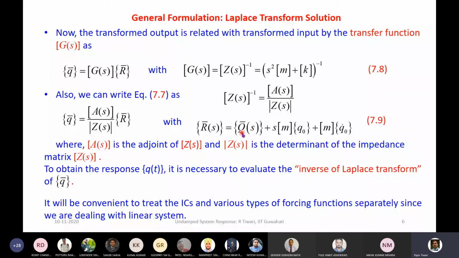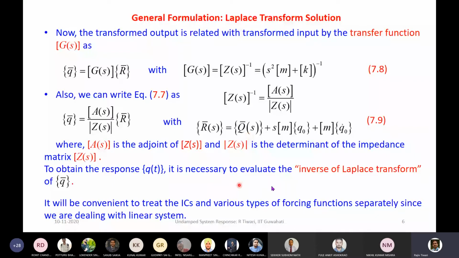And in the linear system, we know that the superposition theorem is valid. So we can take one force at a time and get the response from that. Then we can take another force and get the response from that. Like that, one by one, we can consider these forces, and then add up the responses to get the response due to all the forces. Because we are dealing with a linear system, the superposition theorem will help us in doing this.